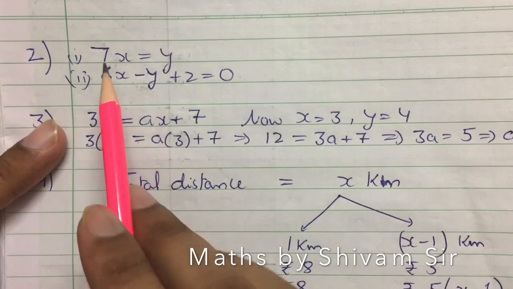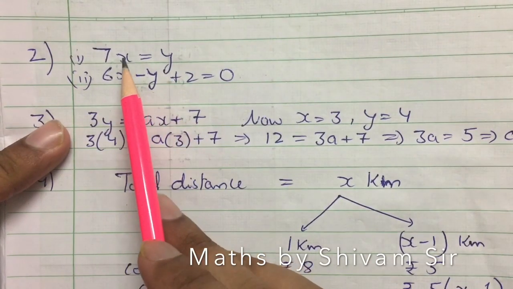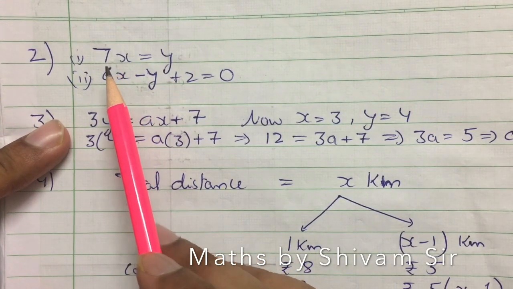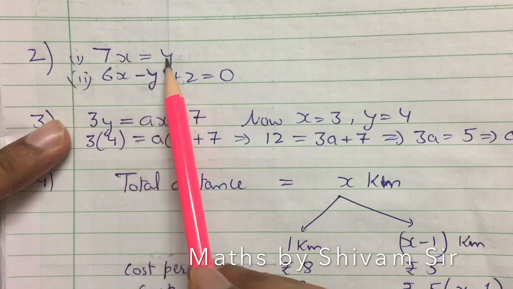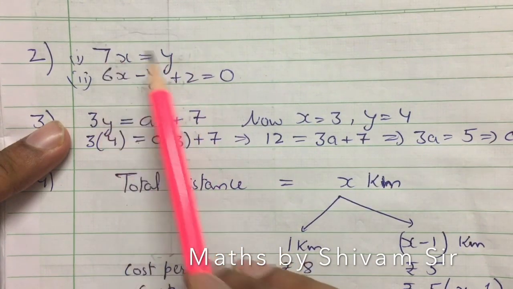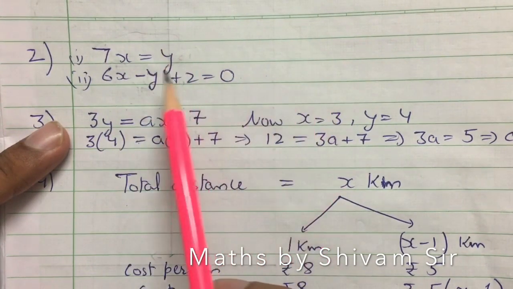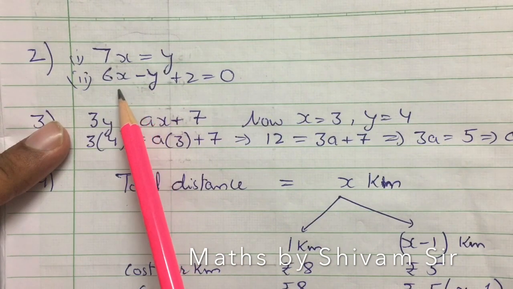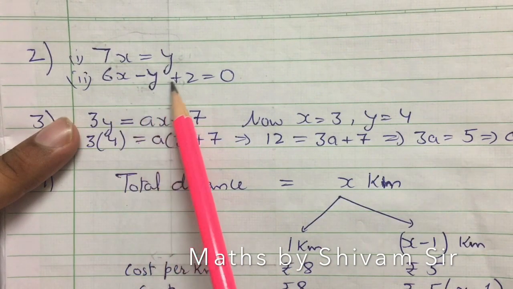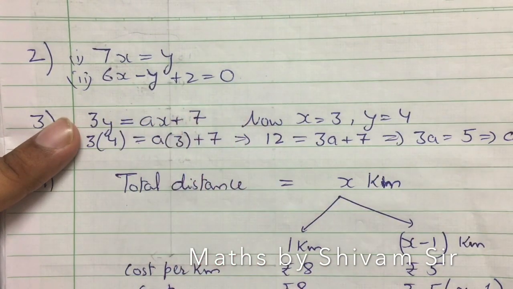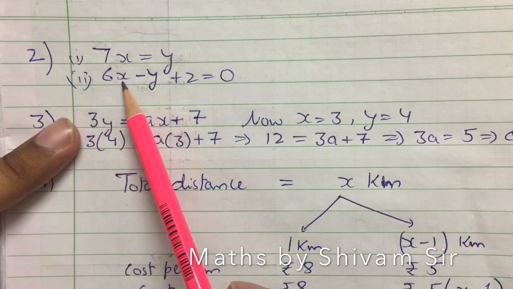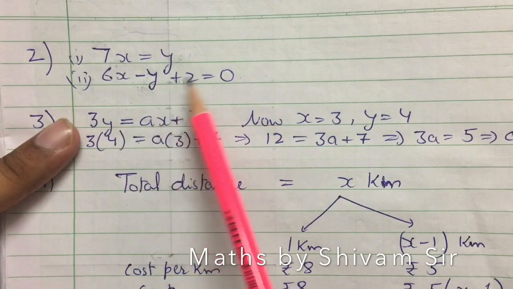So we can say 7x is equal to y. If we put these points into this equation, put x is equal to 2, so we'll have y is equal to 14. So this equation satisfies that point. Another equation is 6x minus y plus 2 is equal to 0. You can take any such equations which satisfy these points. So put x is equal to 2 into this. So 6 multiplied 2 is 12. 12 plus 2 is 14. So y is equal to 14.